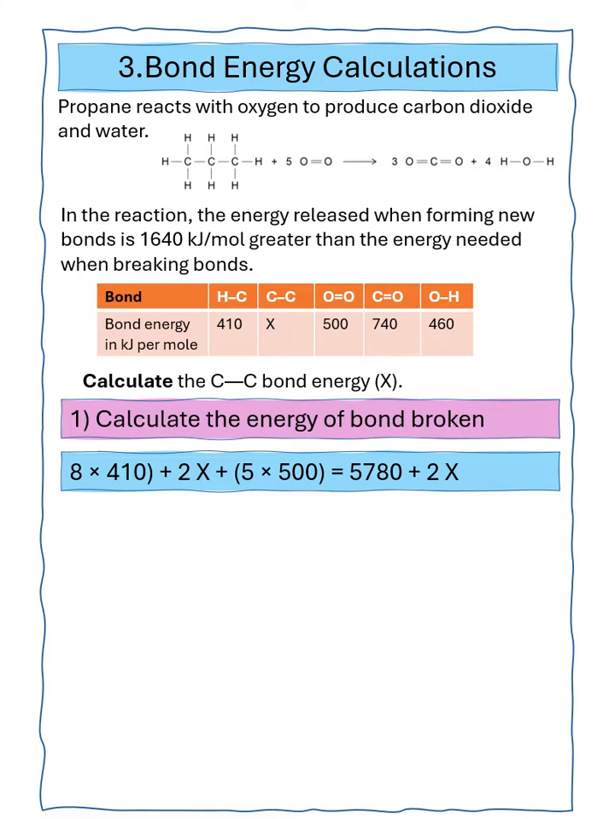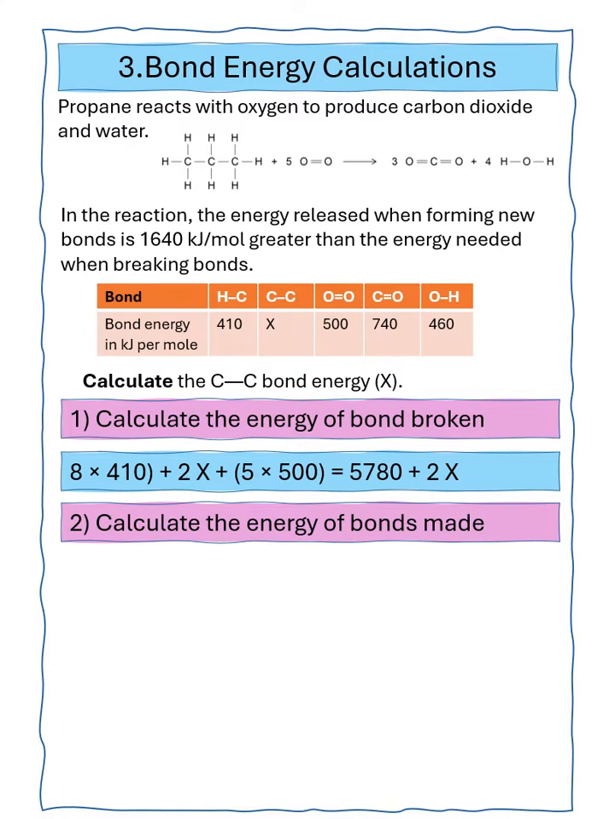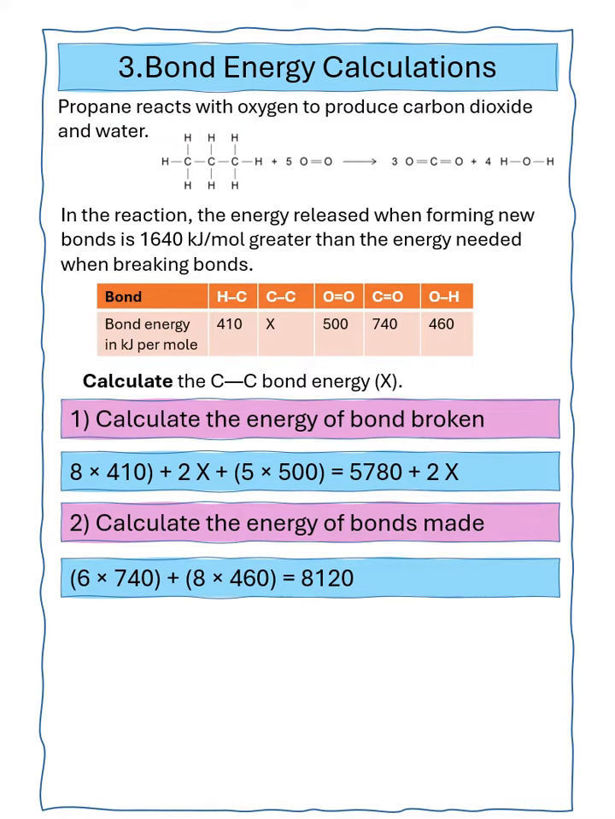So we can see we've got 8 carbon to hydrogen bonds with an energy value of 410. And we've got 2 carbon to carbon bonds, which are X, so we've got 2X. And we've got 5 oxygen to oxygen bonds with an energy value of 500, giving us a total energy value of 5,780 plus 2 lots of X to break the bonds. We can then calculate the energy of bonds given out when bonds are made. So we can see we've got 6 lots of oxygen to carbon with an energy value of 740 and 8 lots of oxygen to hydrogen with an energy value of 460, giving us a total energy value of 8,120.